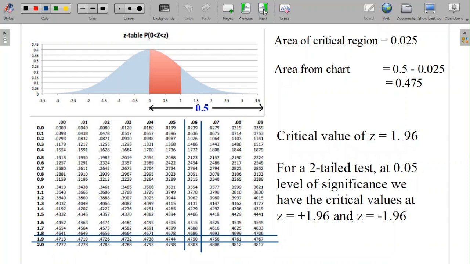So we are looking for a critical value which has a probability of 0.475 that it lies between 0 and the particular critical value. Now, using the normal distribution, we are able to identify that this critical value is 1.96. So this is 1.96 and its extreme opposite, minus 1.96, will denote the two critical values for the two-tailed test that we are considering. So for a two-tailed test at 0.05 level of significance, the critical values are 1.96 and minus 1.96.